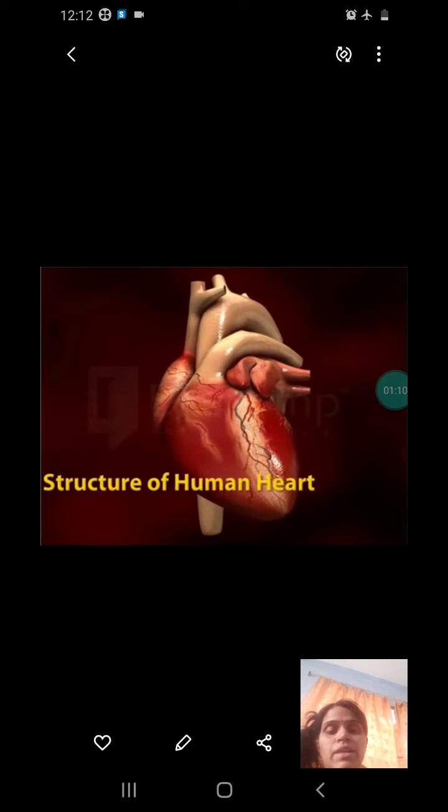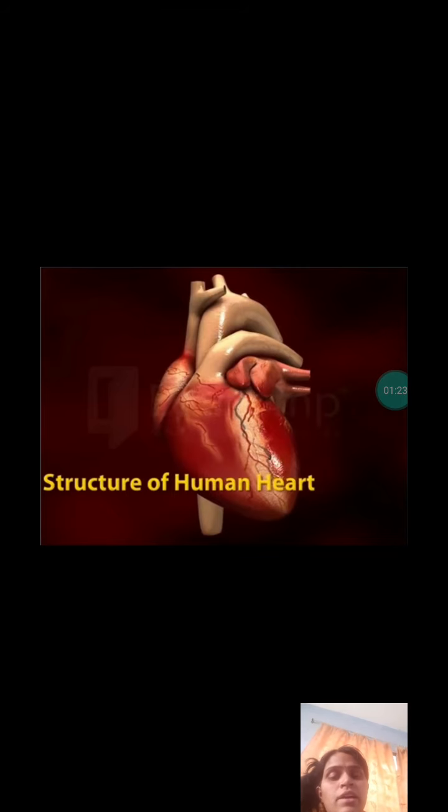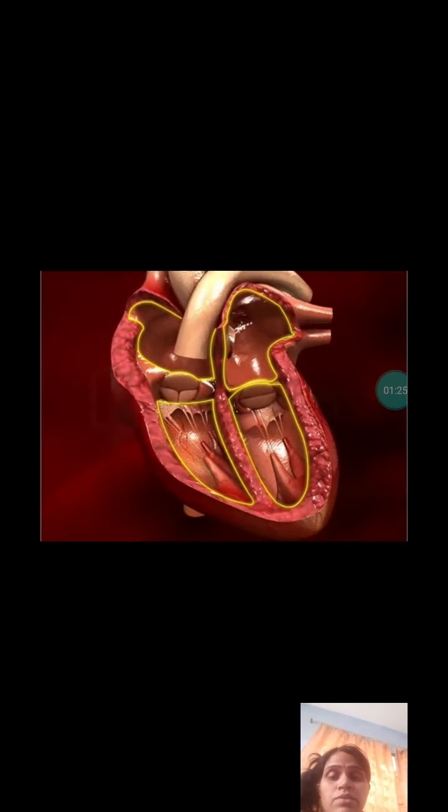On my screen you will see the diagram of the human heart. How does it look? It is conical in form, right? Let's start. The heart has 4 chambers. It is a hollow muscular organ present in the thoracic cavity between the 2 lungs, and there are 4 chambers present in the heart.